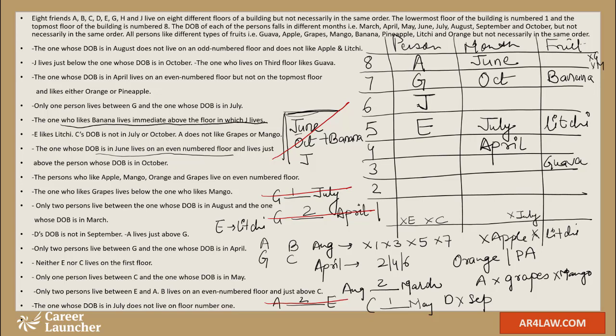Now we'll place B and C. B lives on an even numbered floor just above C, leaving only two possibilities: either B is on floor number 4 or on floor number 2. But we cannot place B on floor number 2 because C cannot come on floor number 1. So we'll place B on floor number 4, C here, and we know the one whose birthday is in May is one floor below C. So this would go to this person. The person on floor number 1 would have birthday in May.